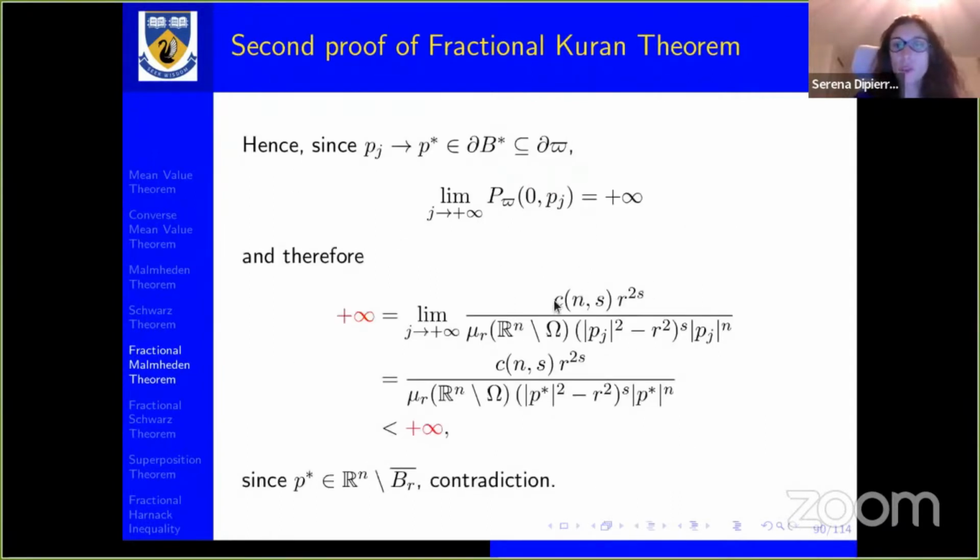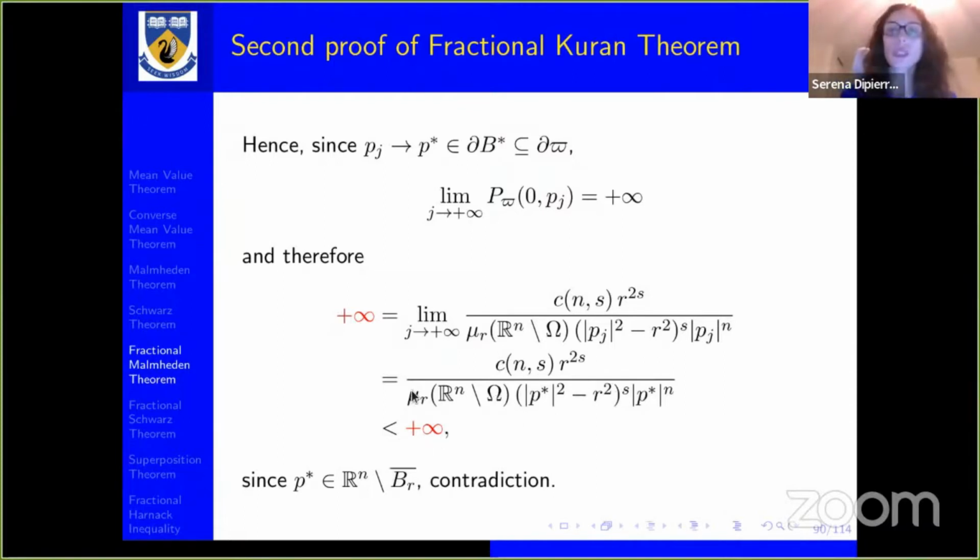So the limit of this object here. But this limit, so Pj is going to P star. So this is equal to the same equality with P star in place of Pj. But now remember, P star is not sitting on the boundary of Vr. So there is nothing here that blows up. So this quantity is finite. And so I got a contradiction.